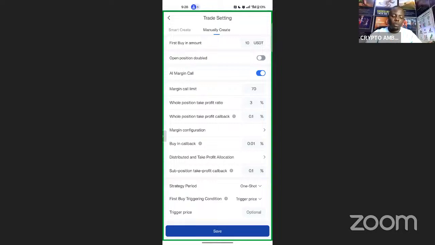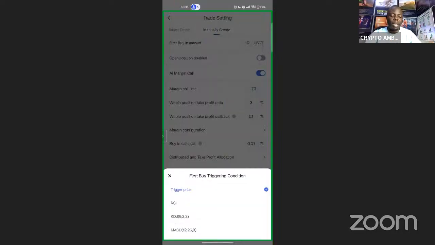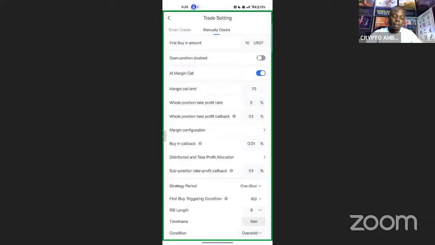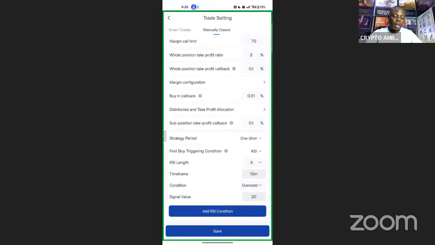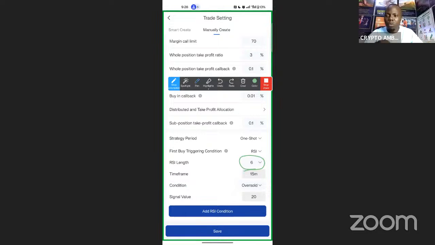Now the trigger price. We want our trigger price to be RSI. Now, when you choose RSI, it will give you the length. Those who started with me, what does the length of 6 mean? Let me know in the chat.